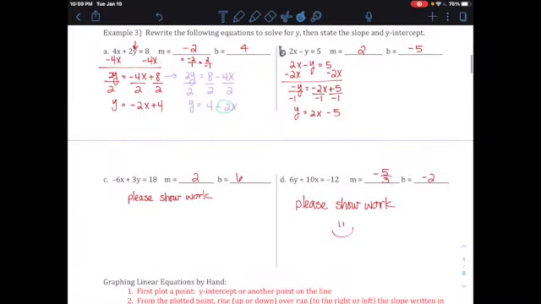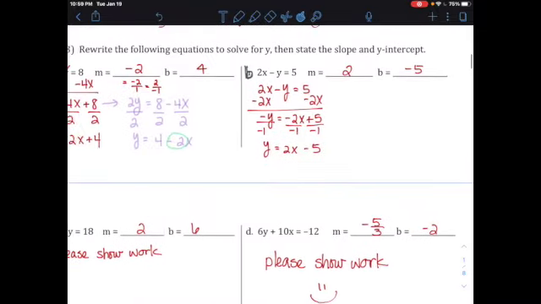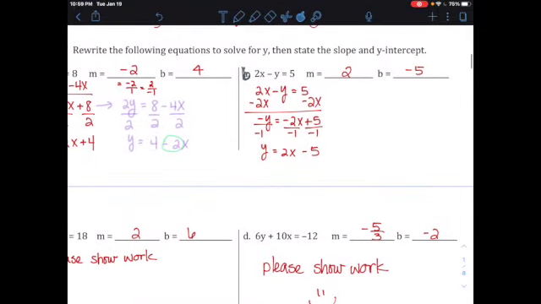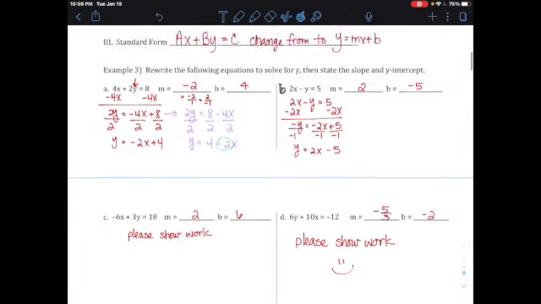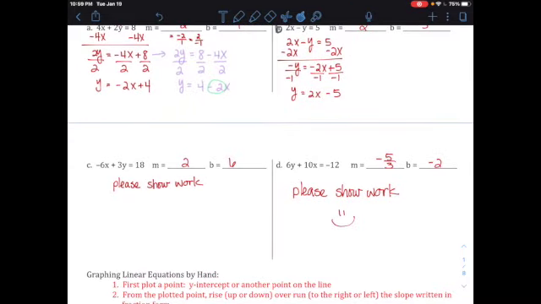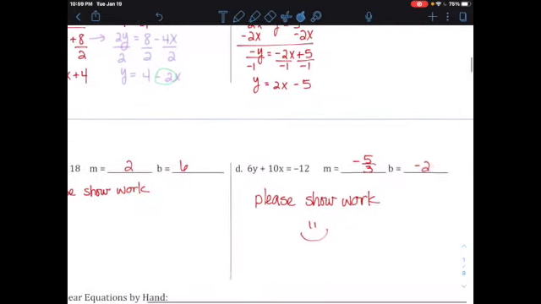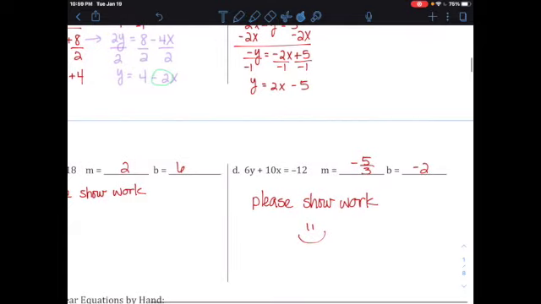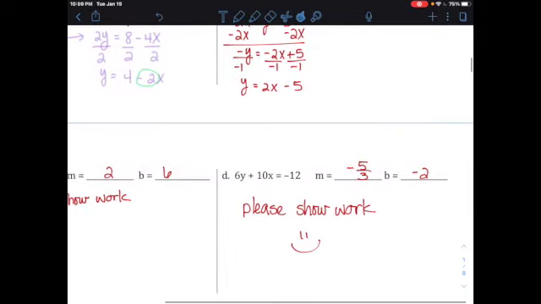Please double check your answer. This is what we have. For letter B, m is 2, b is negative 5. For letter C, m is 2, b is 6. For letter D, m is negative 5 over 3, and b is negative 2.